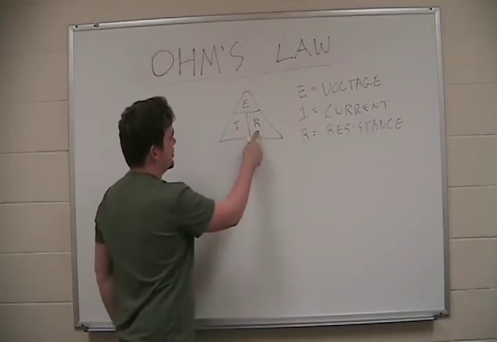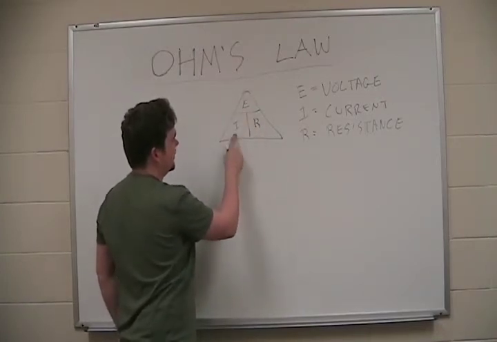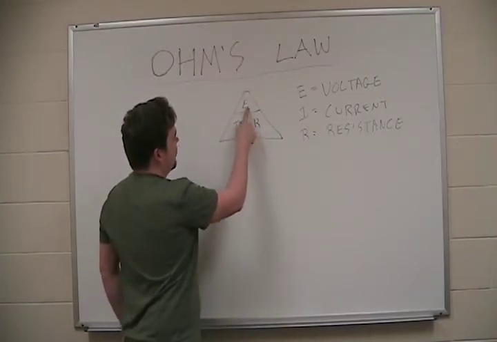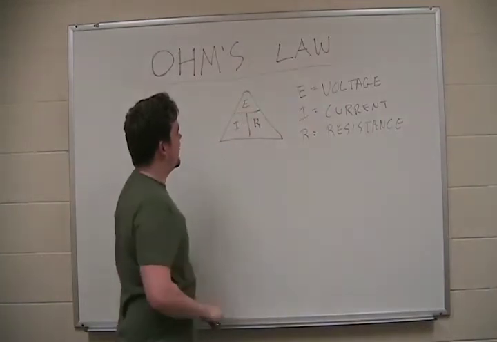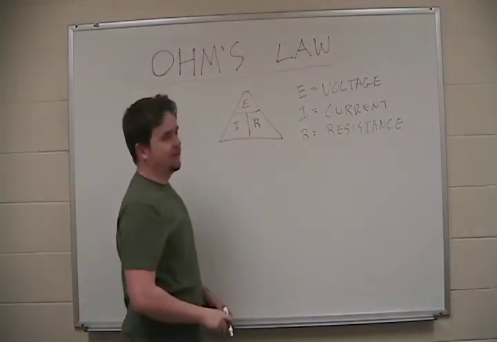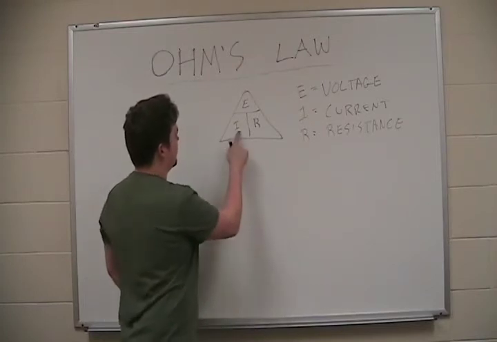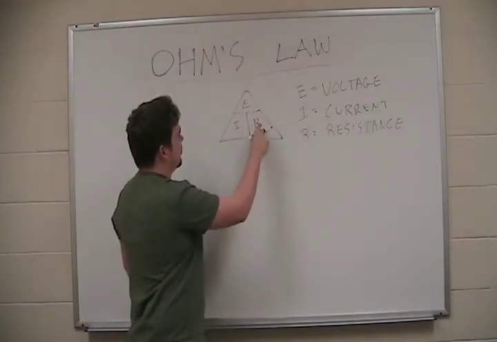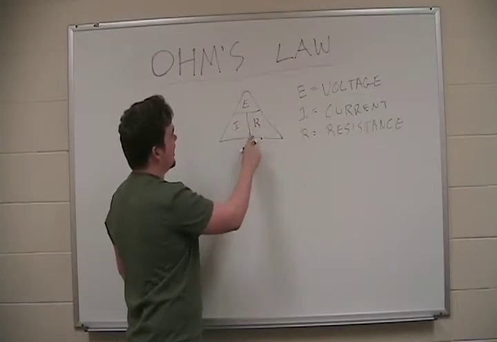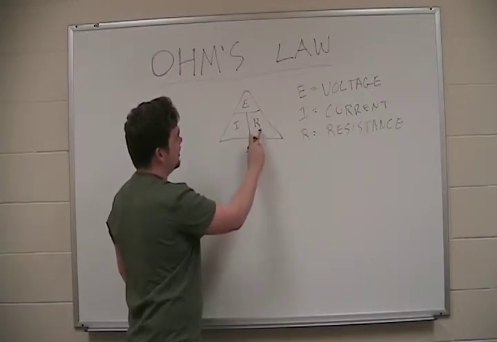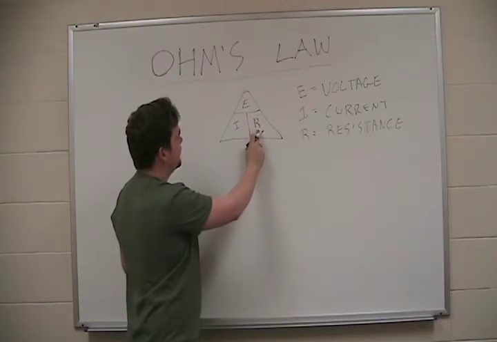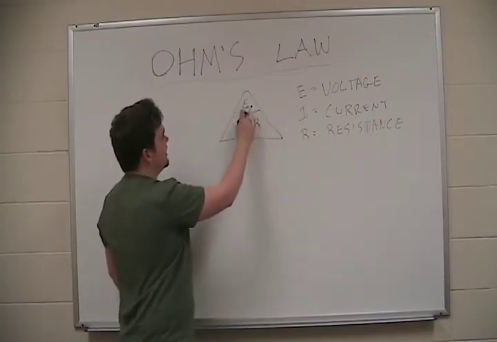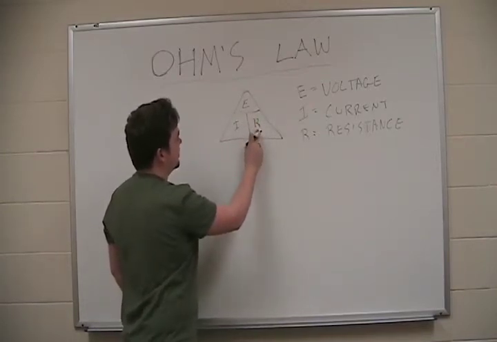If you want resistance, you have the voltage and the current: R equals E over I. If you have the resistance and the voltage, but you need to find the current, you know the formula is I equals E over R. If you have the current value and the resistance value, but you're looking for the voltage value, E equals I times R.